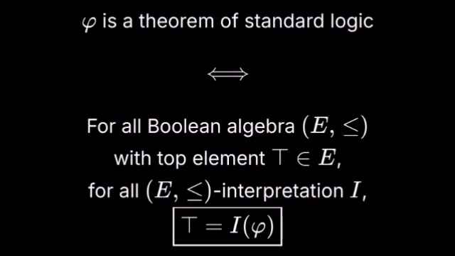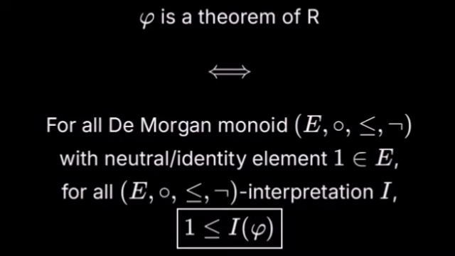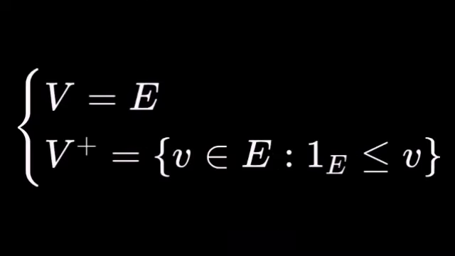Akin to how we need to have the top value being equal to I(phi) instead in the case of Boolean algebras. Because in Boolean algebra, as De Morgan monoids, the circle is just the meet operation. And what is the identity element of the meet operation? You guessed it, it's the top value. This also means that we can easily translate the De Morgan monoids into truth functional semantics, where designated values are precisely the values of the underlying set that are greater than or equal to the circle's neutral element.